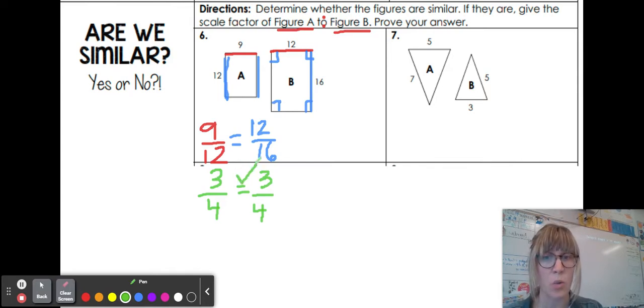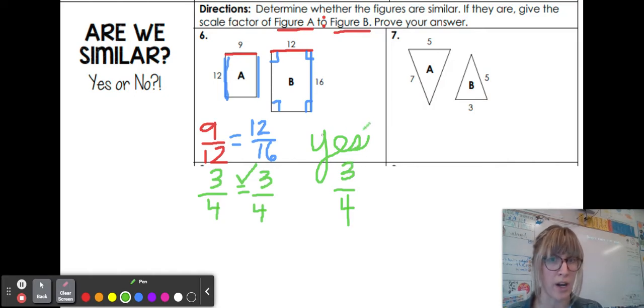So in this case, cha-ching, we know that these are, yes, similar figures. And we know that the scale factor is A to B, 3 to 4. Okay, so our scale factor is 3 to 4, and it is similar. Let's try another one. So in number 7 here, we have two figures. They appear similar. Let's find out if they are. So we're going to, again, compare A to B.